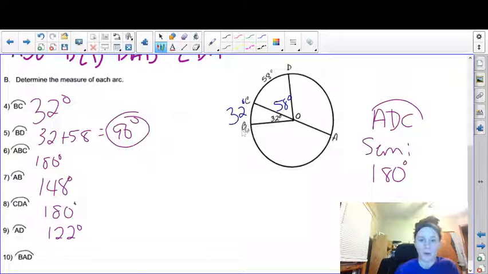Lastly, it wants to know B to A to D. Well, if we know this piece here is 90 and a whole circle is 360, we're going to take 360 minus 90, which is going to give me 270.